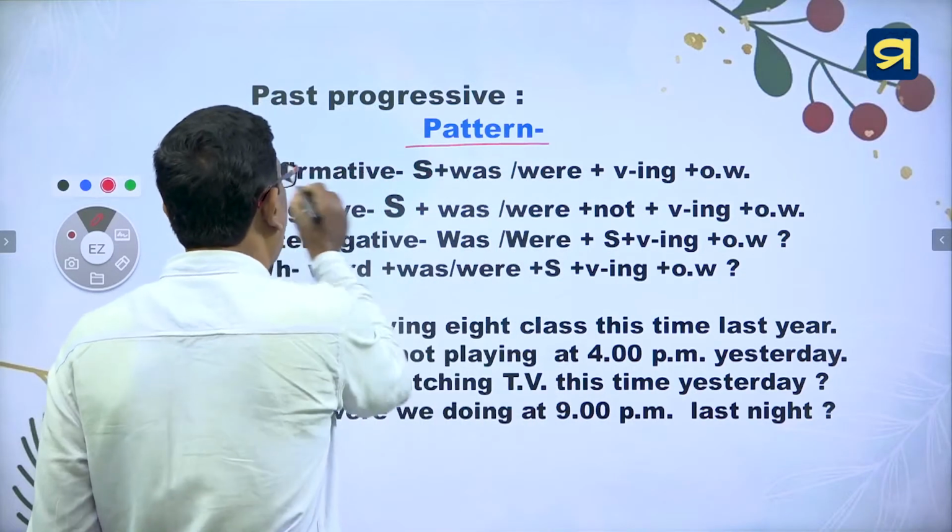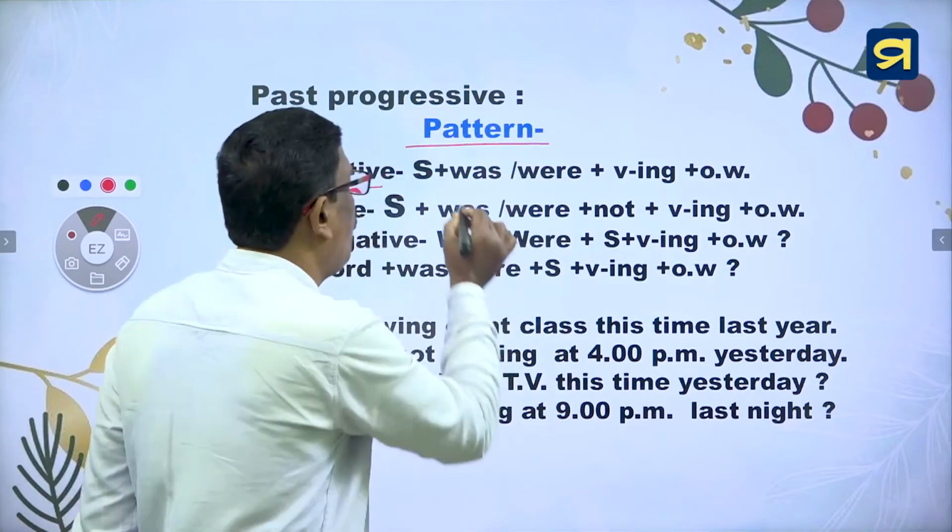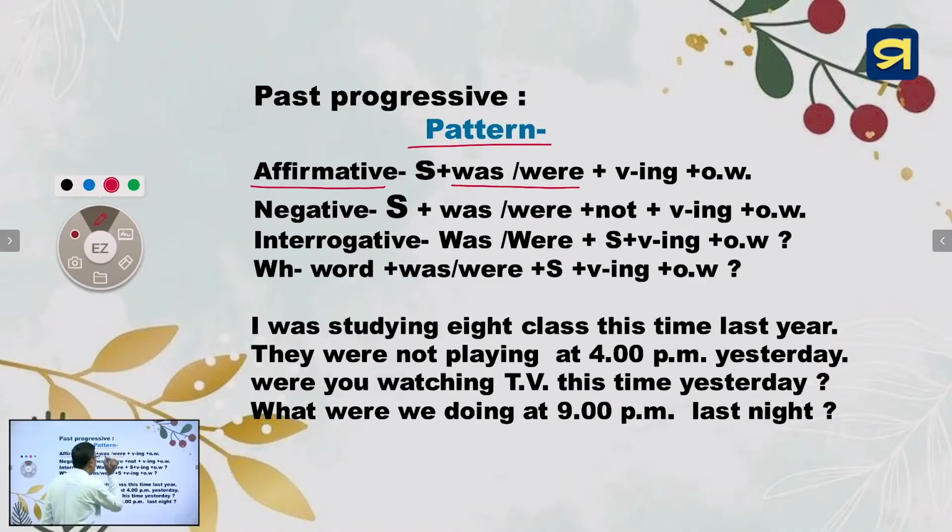First, affirmative: subject followed by was or were. You know, if the subject is first person singular number or third person singular number, was is used. For the rest of the persons and numbers, were is used. Then was or were followed by the ing form of the verb, then other words if any. If the sentence is negative, we will write first the subject followed by was or were, then not, followed by the ing form of the verb, then other words.